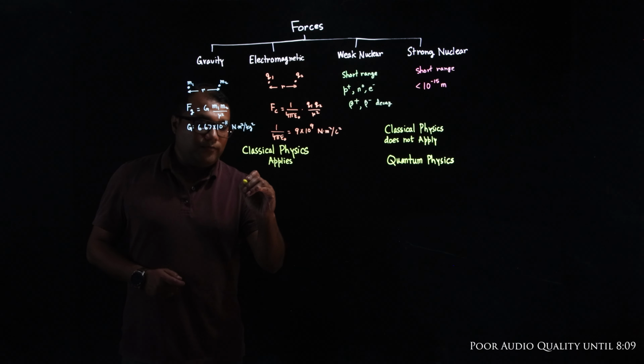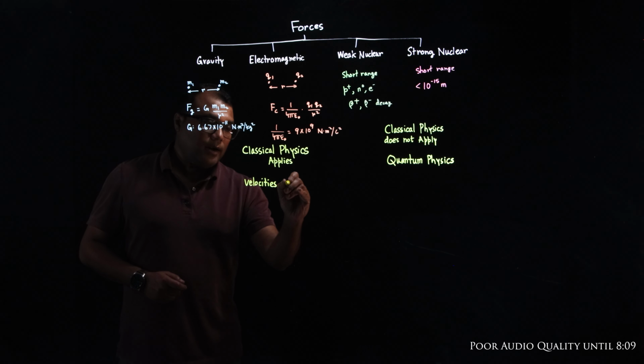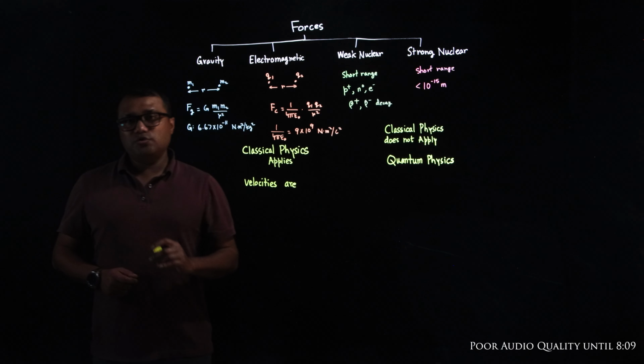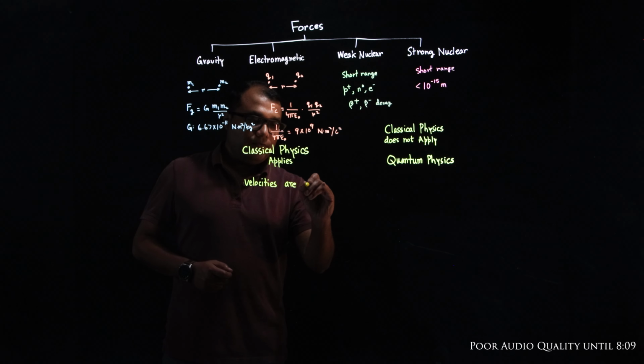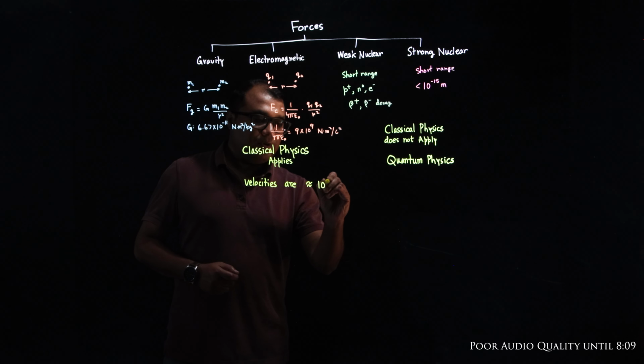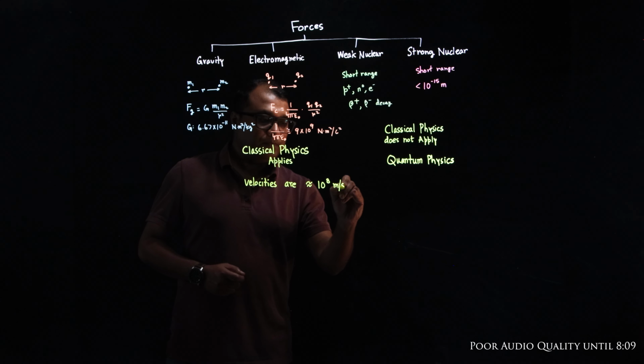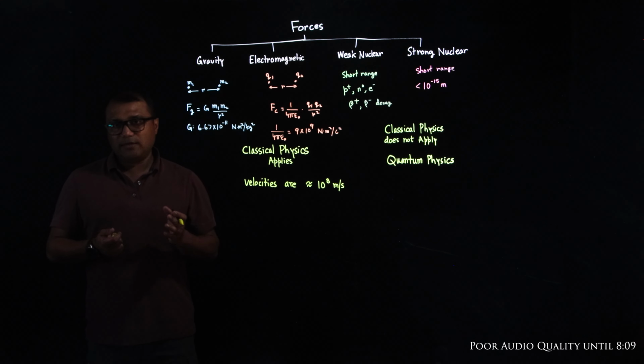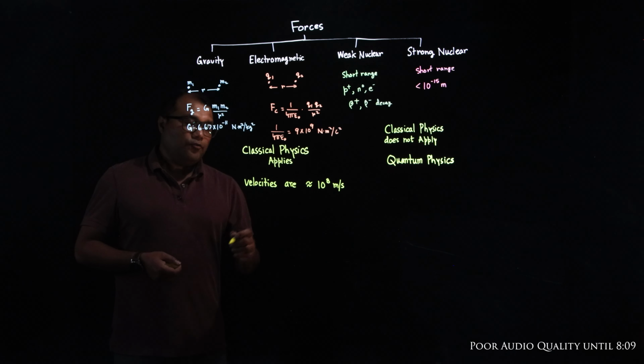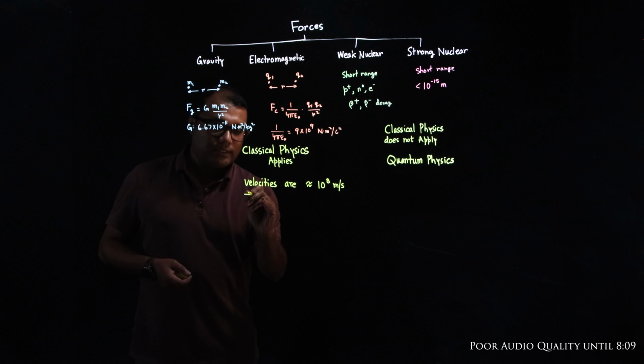There is another situation where classical physics does not apply, and that is when velocities are close to the speed of light, or roughly of the order of 10 to the power 8 meters per second. Then also classical physics laws do not apply. We need a different field of physics, which is called relativistic mechanics.